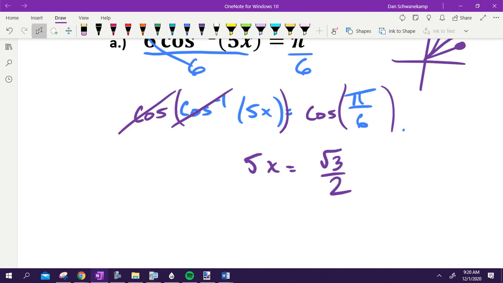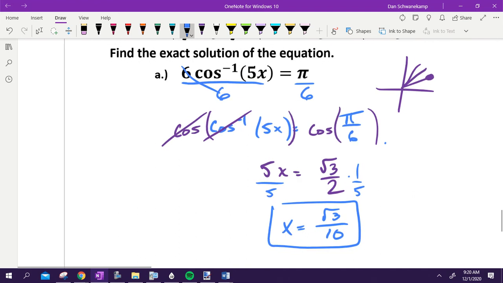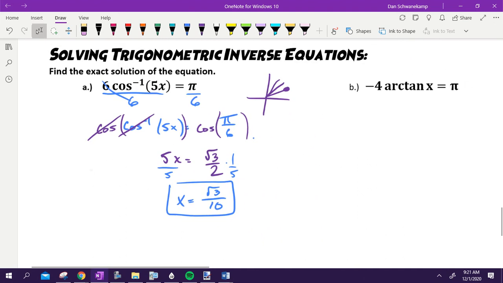And then I want to solve. So what else do I got to do to solve? Divide by 5 or multiply by 1/5. Same difference. So x is equal to radical 3 all over 10. That is the answer. Very much just normal, good old solving math. Okay? It's good stuff compared to some of the other things that we do in that it's not high level stuff. It's just add, divide, multiply, inverse cosine, whatever you got to do. Make sense?